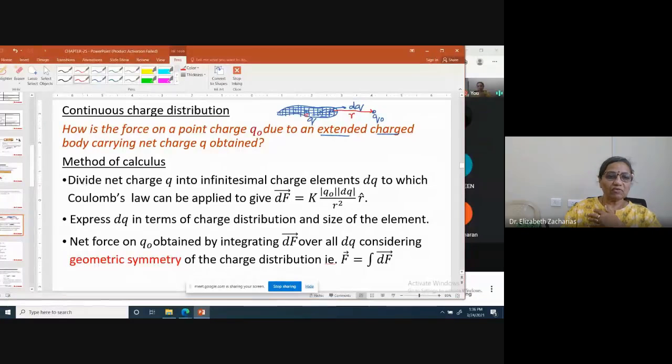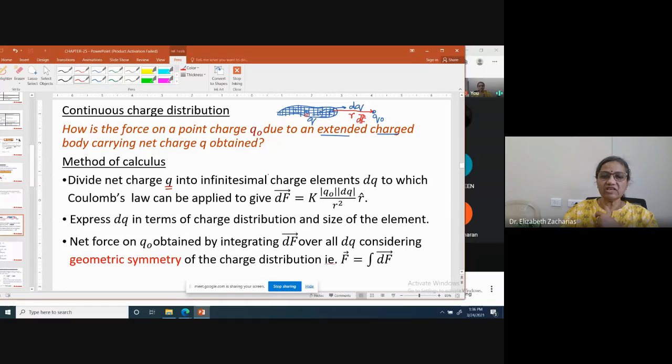So let's quickly see what we do. We divide the net charge Q into infinitesimally small elements dq. That's what I just told you. And dq should be so small that it can be treated as a point charge. And because this charge dq is very small, let the force also be very small. Let the force be df.